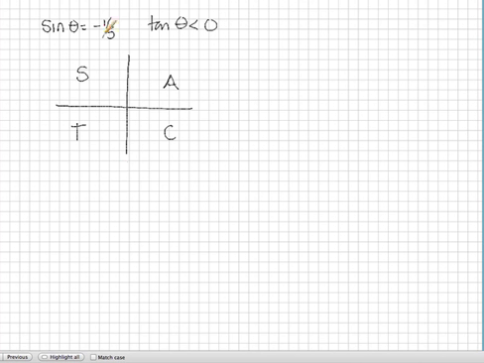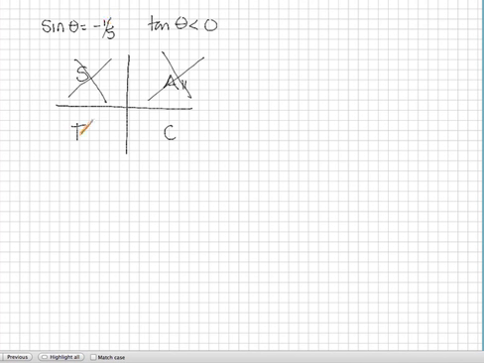It looks like sine theta is negative. As you can see, I wrote my quadrants here and spelled the word CAST, C-A-S-T. So everything is positive in the first quadrant because it stands for All. So we're definitely not in that quadrant. And sine is positive in the second quadrant, so we're definitely not in this quadrant.